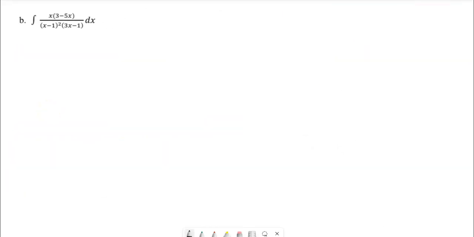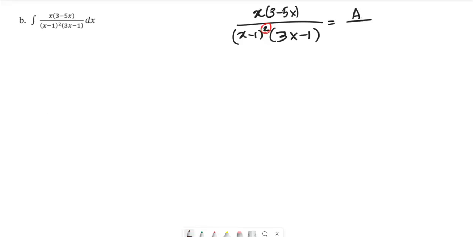Here we have another practice problem of partial fractions. The fraction is (3x - 5x) divided by (x - 1) squared times (3x - 1). So the denominator is linear factors, but the first one is repeating 2 times. Therefore, for the first one, there will be two fractions: A divided by (x - 1) plus B divided by (x - 1) whole squared. And the next linear factor is only coming once. For that, we will have only one fraction.